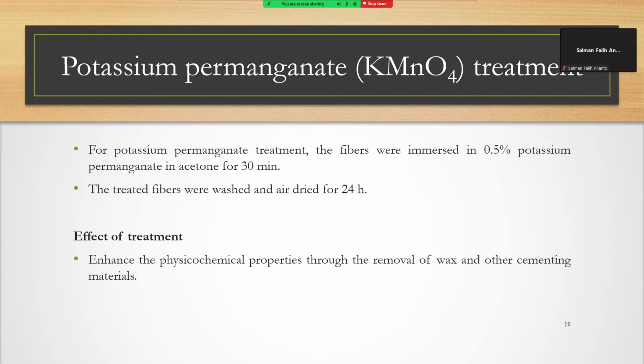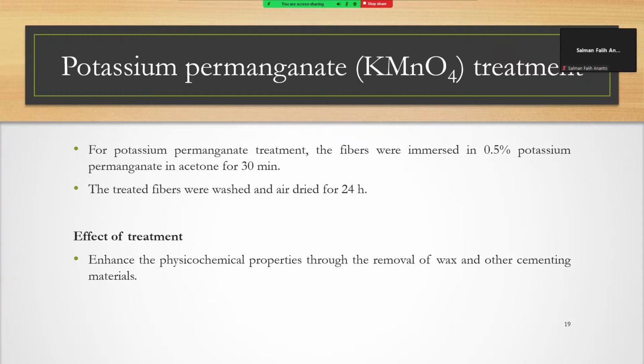The next is seawater treatment. It is another simple and economical method to modify natural fibers, which involves the use of seawater. Firstly, the pH and salinity of the seawater need to be checked. Later, the fibers can be immersed in this seawater for up to 30 days. Finally, the fibers are washed with water and dried at ambient temperature.